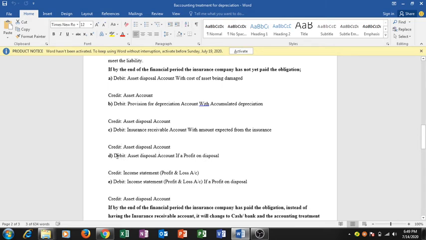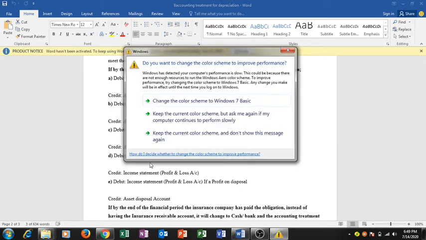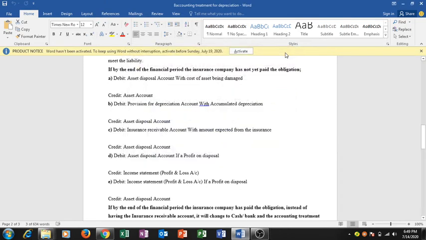Then number D is the asset disposal in case of a profit. If a profit is realized as a result of a damage and then compensation, then we debit the disposal account, then we credit the income statement by that profit that has been realized. But if it is a loss, it's going to be the vice versa of this. We debit the income statement because it's a loss, it's like an expense, then we credit the asset disposal account.